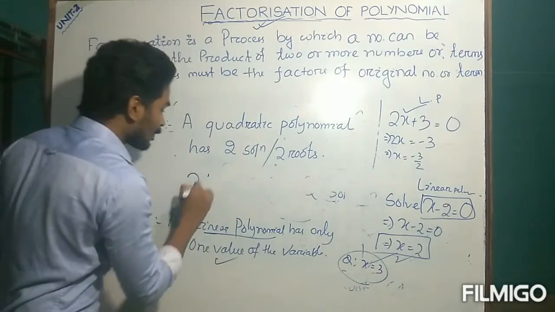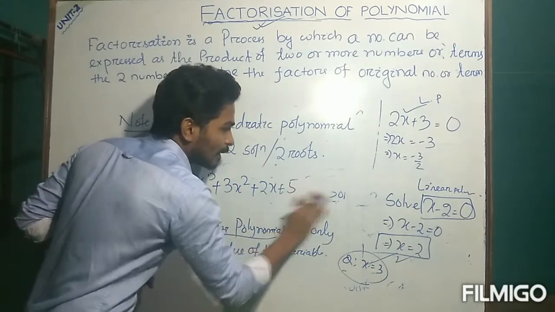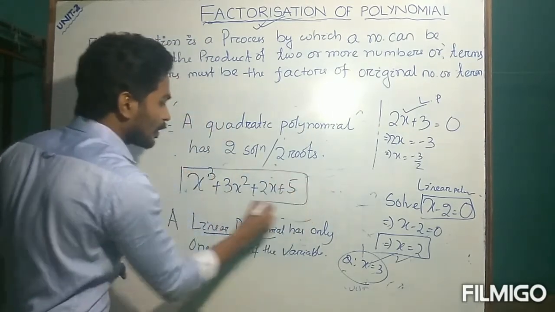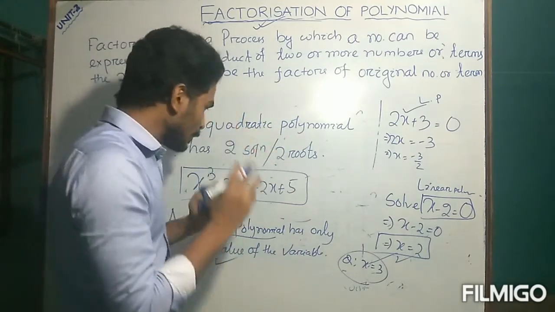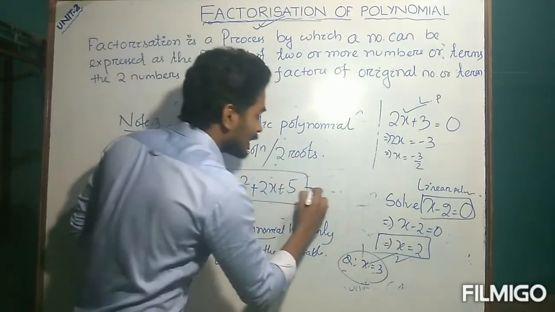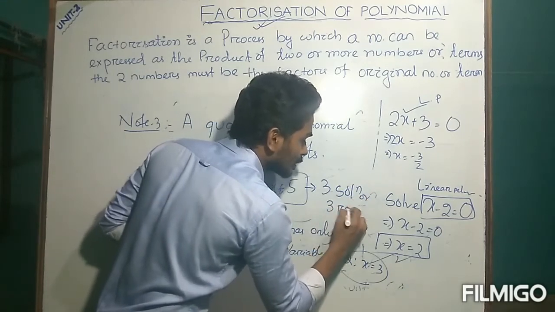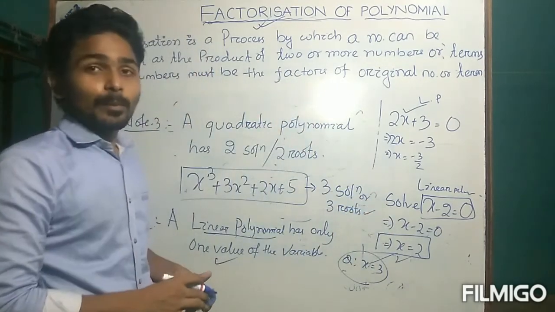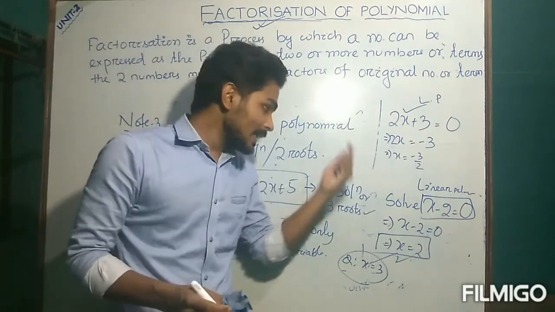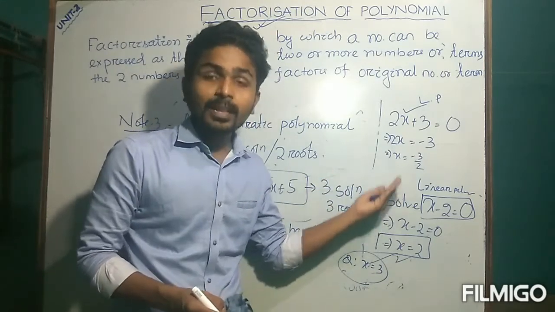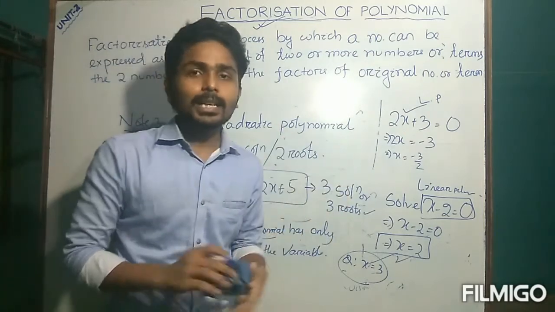Suppose I am writing x cube plus 3x square plus 2x plus 5. This is a cubic polynomial. Why? Because it has degree 3. Since it has degree 3, it must have 3 solutions or 3 roots. Okay, so if a polynomial has degree 3, then it has 3 roots. So the number of solutions depends upon the degree of the polynomial. If the degree is 4, then it has 4 solutions.